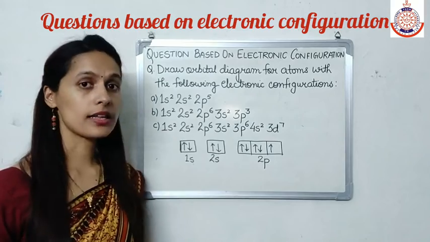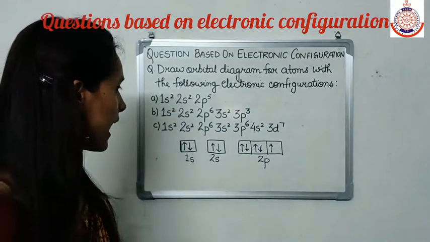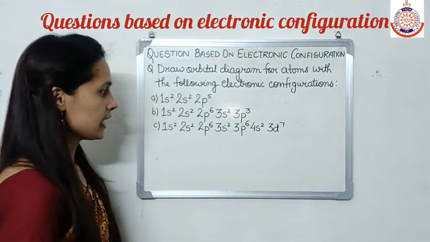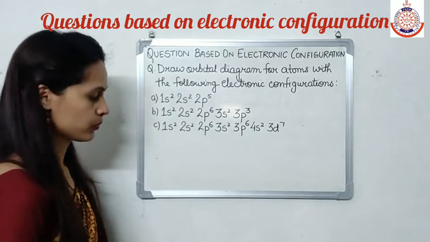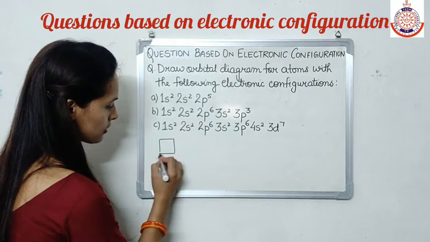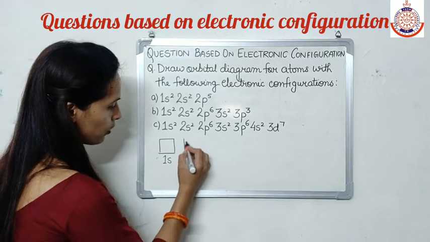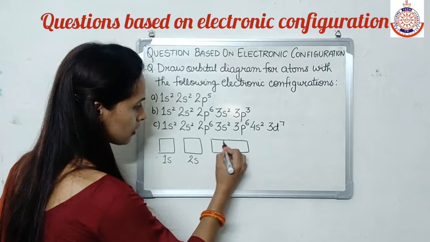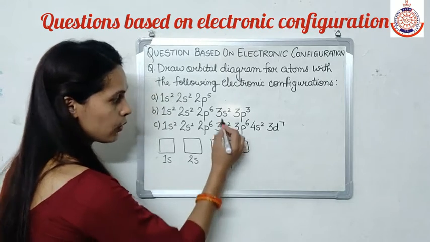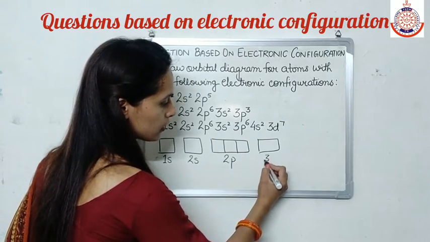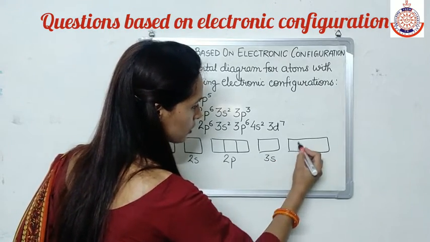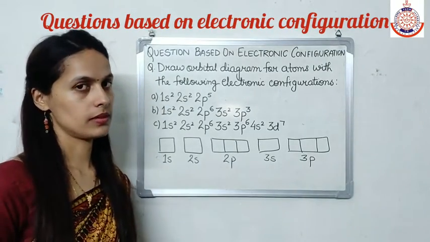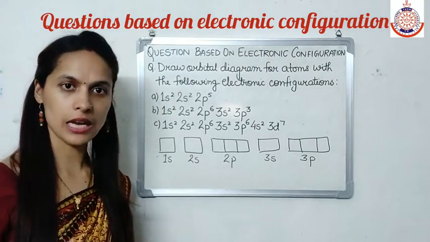Similarly, we will draw the orbital diagram for B and C. For B, it is 1s2. So one box for 1s, one box for 2s, 3 boxes for 2p. Now one box for 3s and again 3 boxes for 3p. Because we have one orbital in s and 3 orbitals in p.